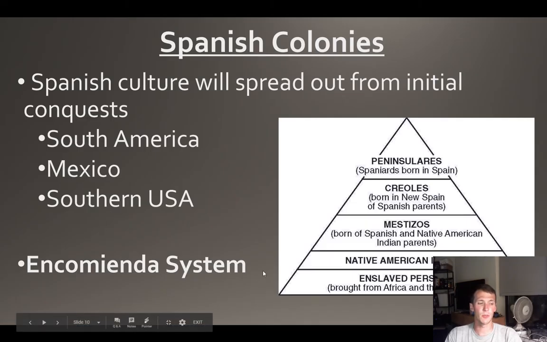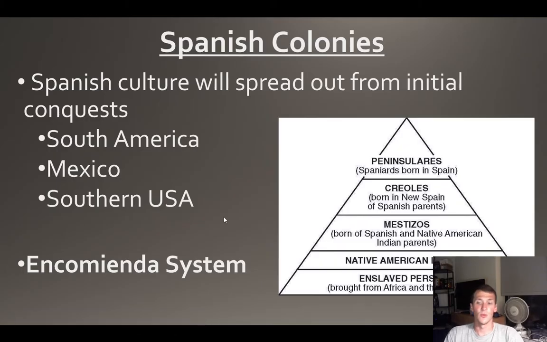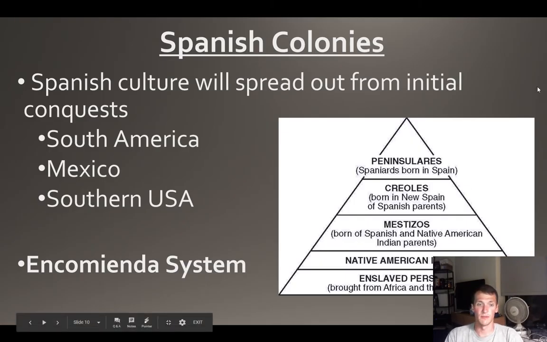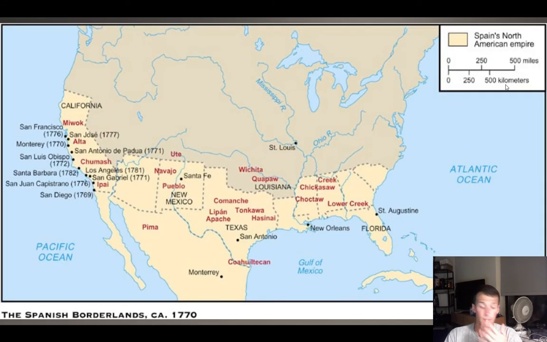The encomienda system is going to get developed, which is almost like a slavery system, essentially, of these native Mexican people, right? And at the top are the Peninsulares, the Spaniards born in Spain, then the Creoles, Mestizos, and so on. You can read the screen going further, right? Again, if you want to hear a full lecture here, you can just watch my other video.